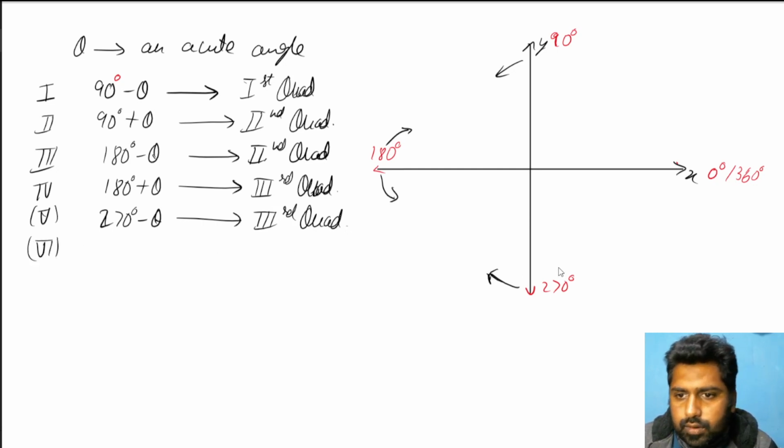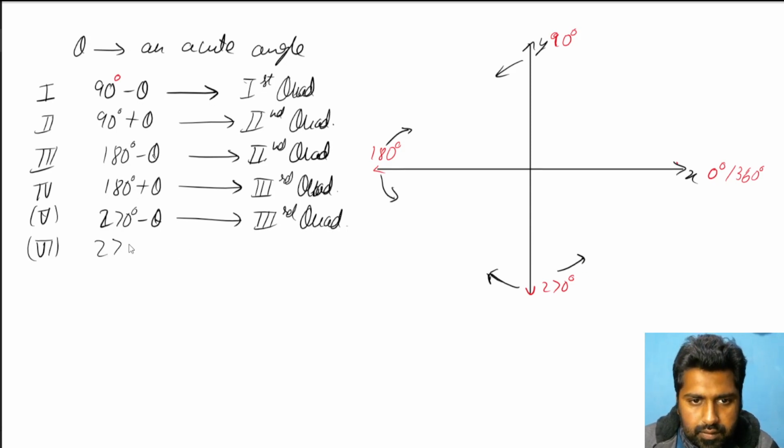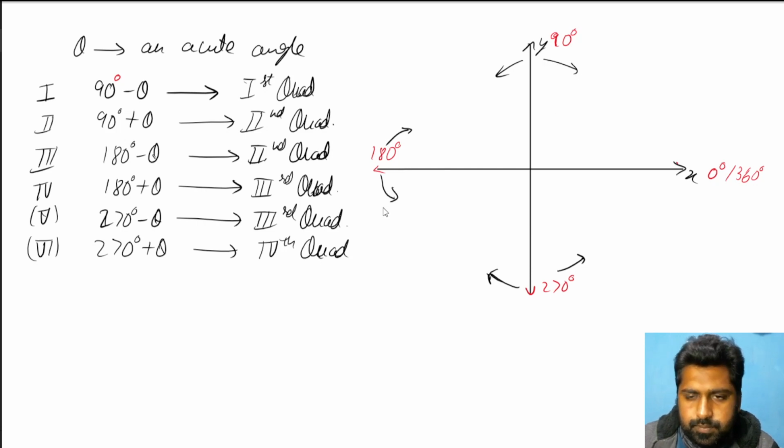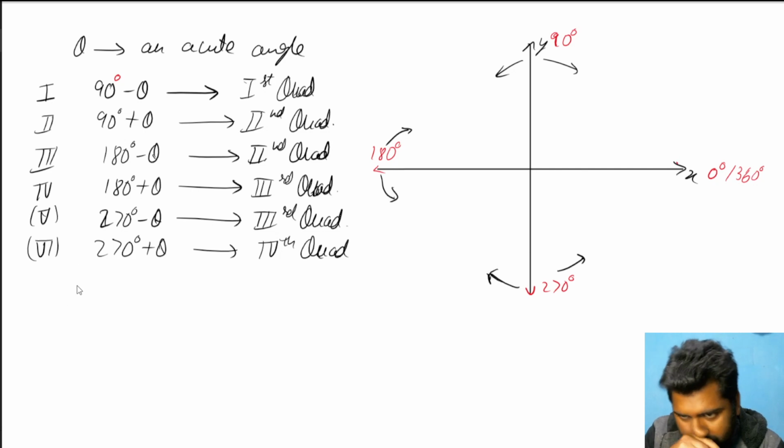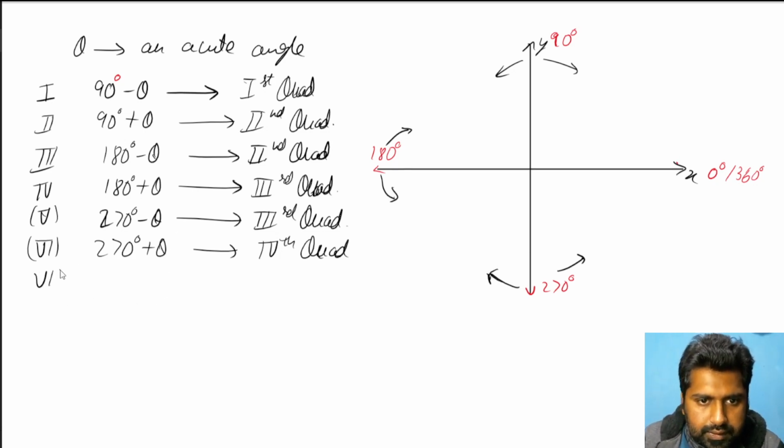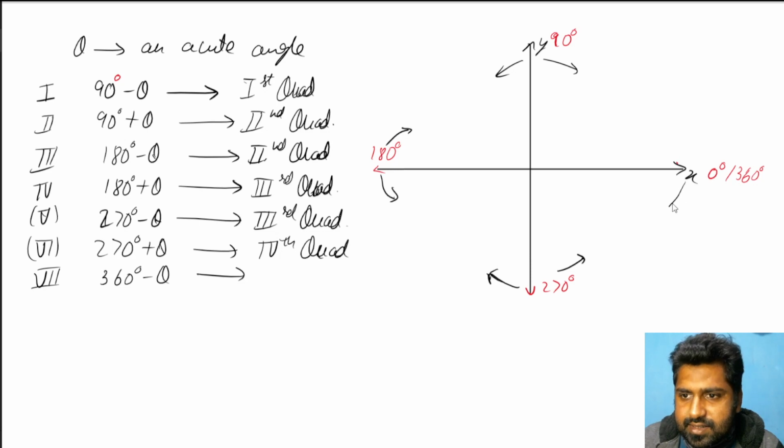Sixth, 270 plus theta. Plus means we have to increase to more than 270. Let's say theta is 10, so 270 plus 10, 280, it will be in the fourth quadrant. Plus means move further from 270 in the anti-clockwise direction, and minus means move in the clockwise direction. Next, 360 minus theta. So 360 is here, less than 360 will be again here in the fourth quadrant.